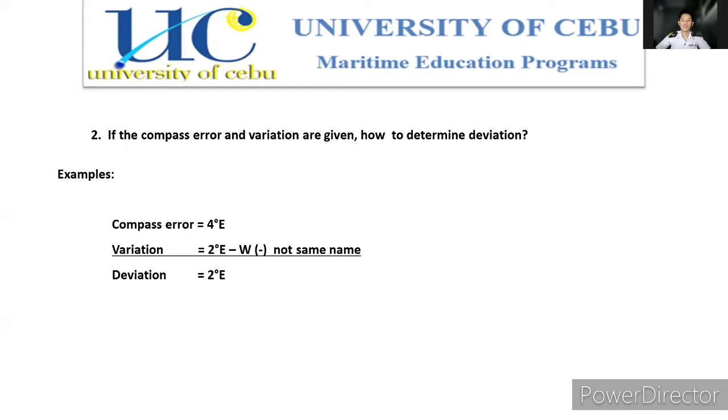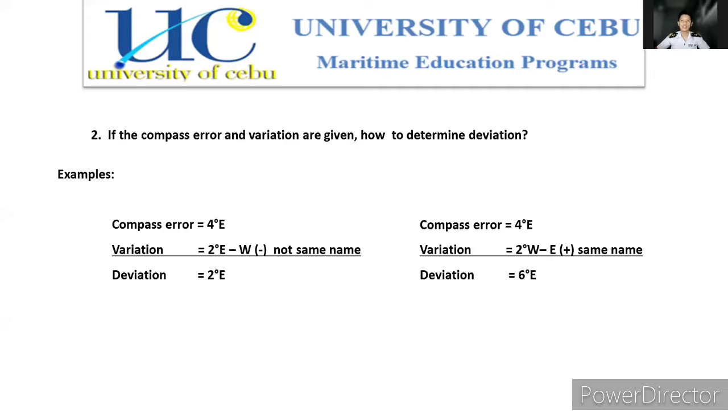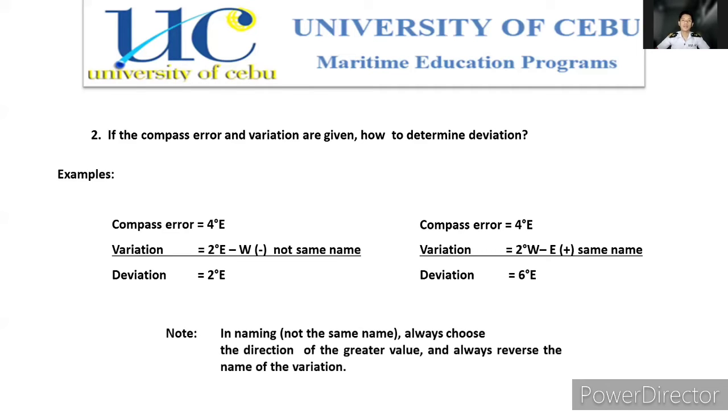Moving on to our second example, which has a compass error of 4 degrees east and a variation of 2 degrees west, and we will change it to east. Now that they have the same names, we will add them. 4 plus 2 is equal to 6, and that gives us a deviation of 6 degrees east. It's important to take note that in naming not the same names, always choose the direction of the greater value, and always reverse the name of the variation.